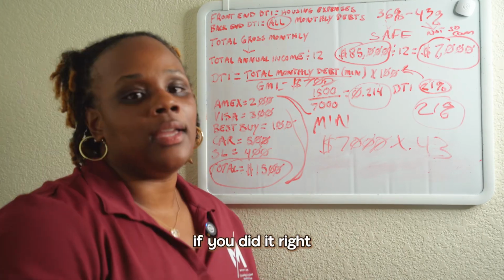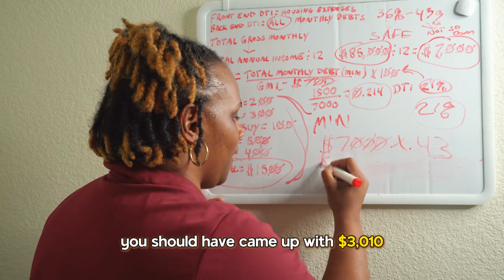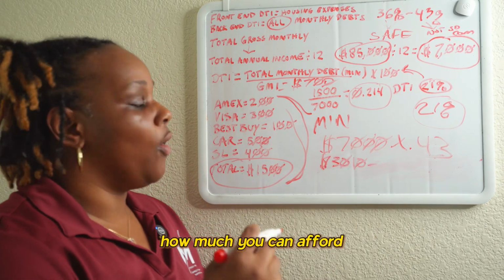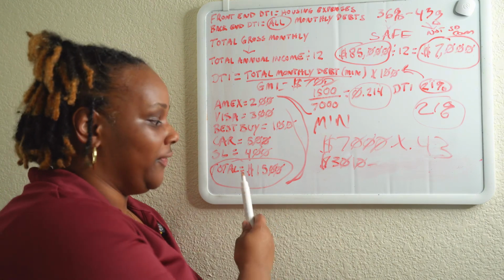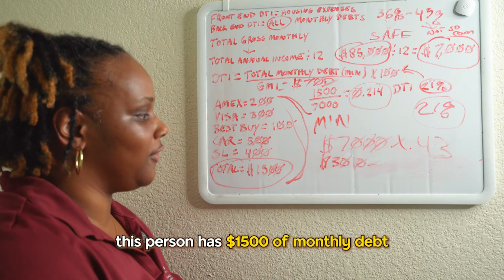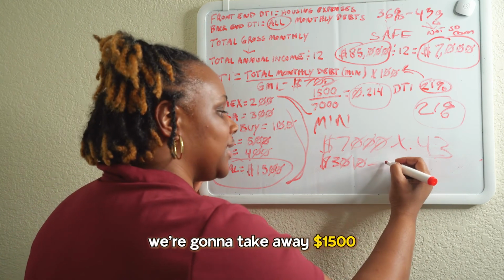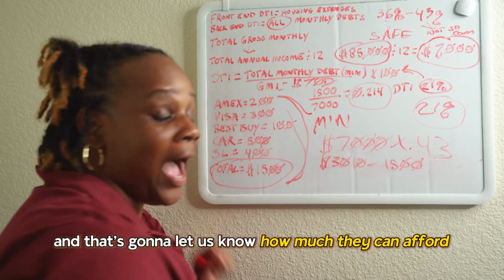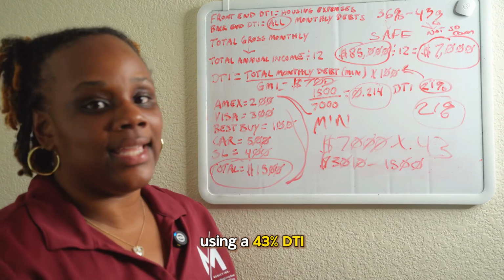What'd you come up with? If you did it right, you should have come up with $3,010, okay? Now remember, they want to know how much you can afford with your amount of monthly debt. So again, for this scenario, this person has $1,500 of monthly debt. So since we came up with $3,010, we're gonna take away $1,500, and that's gonna let us know how much they can afford using a 43% DTI.